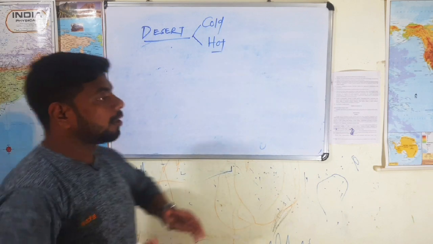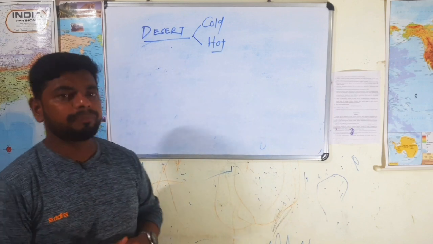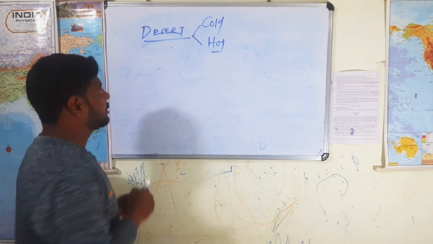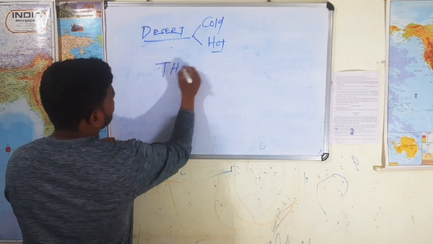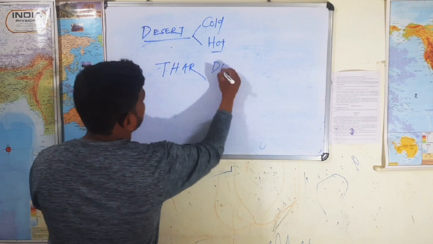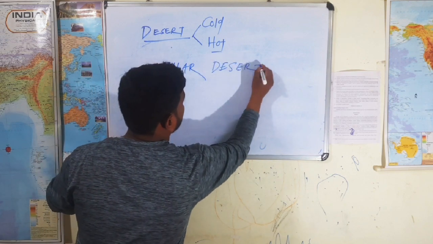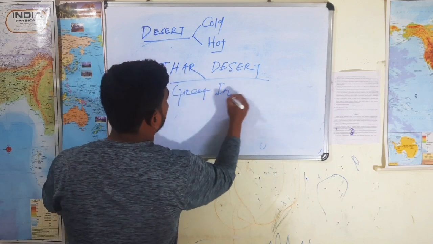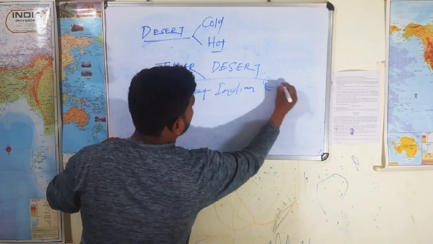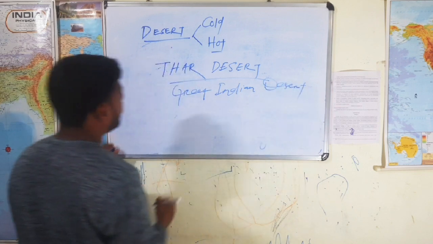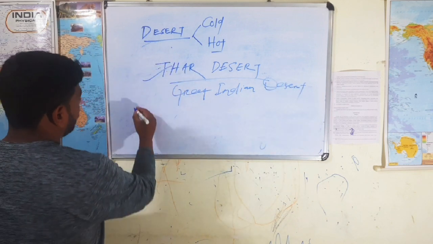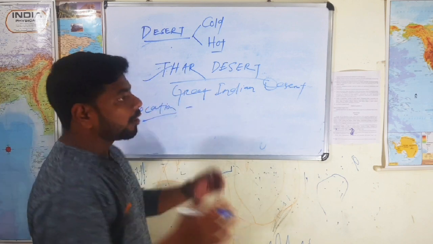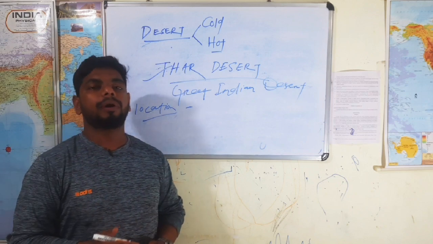Let's concentrate on our country, India. In India, one of the very famous deserts is named the Thar Desert. It is also called the Great Indian Desert. The Thar Desert is located in the northwestern part of our country.